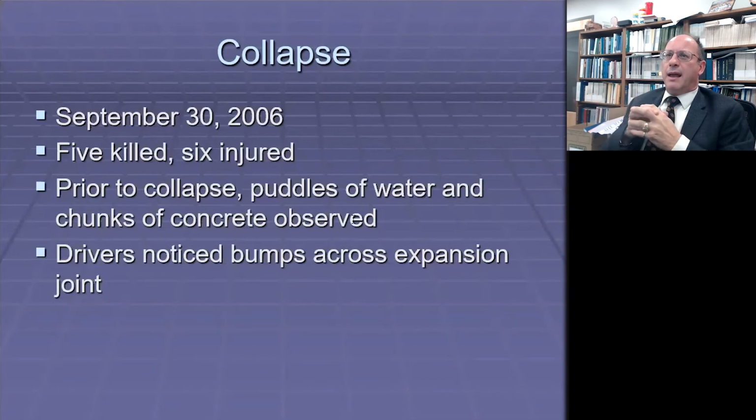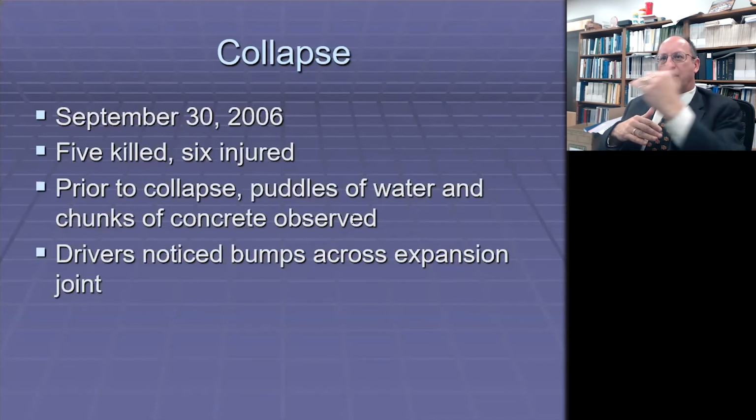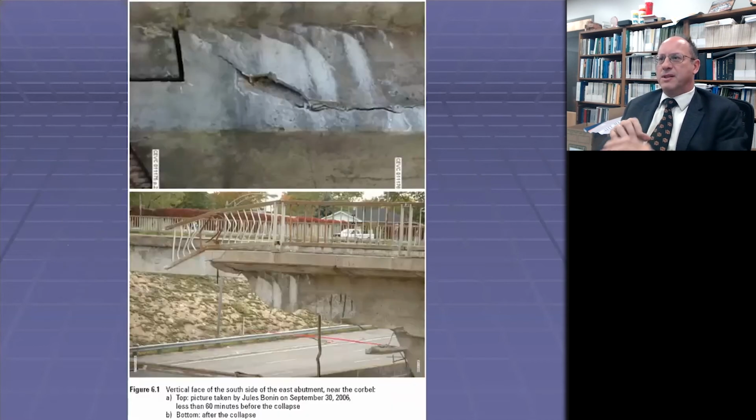There was a small period of warning in that puddles of water and chunks of concrete were observed, but there weren't any measures taken to close the bridge. Whether that was possible, it's hard to say. And also some drivers noted bumps across the expansion joint. So as they were driving across the bridge, they noticed that where the expansion joint should be level, they were in fact experiencing some bumps. And this is taken just before the collapse.